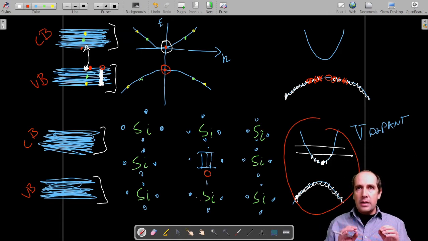They will have a controlled number of either full conduction band states or empty valence band states. And by controlling these, and this can be controlled to an extraordinary degree of precision, we can determine very, very well the degree of conductivity that the material will have.